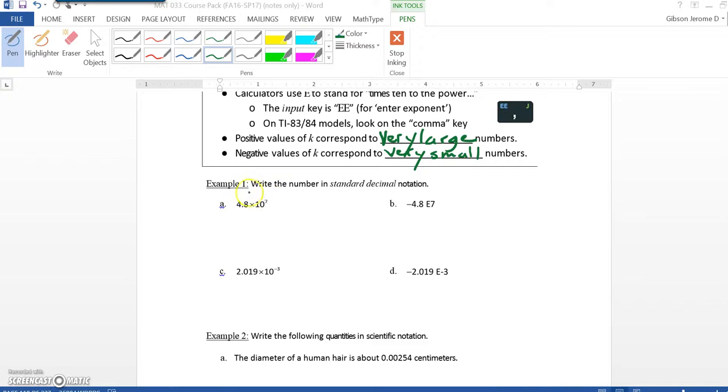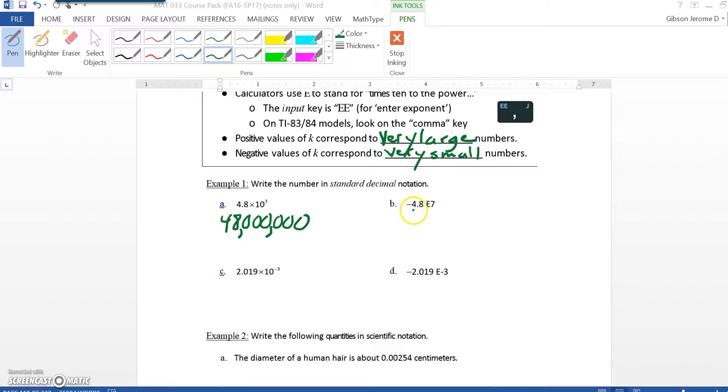Now we come down here to example 1. Write the number in standard decimal notation. We have 4.8 times 10 to the 7th power. Whenever you multiply by 10 to a power, you look at the exponent. If it's a positive exponent, you move the decimal to the right that many places. Since this is 10 to the 7th power, we move the decimal 7 places to the right, which gives us 4, 8, and then 6 zeros. This is your final answer. So it'll be basically 48 million.